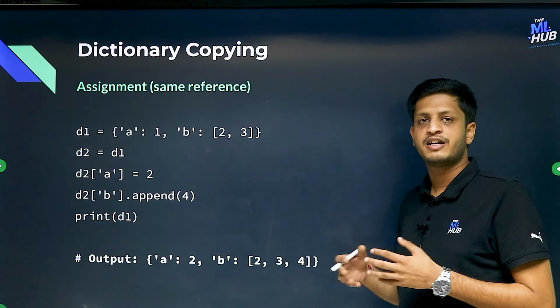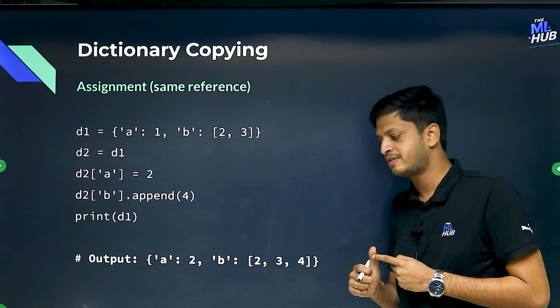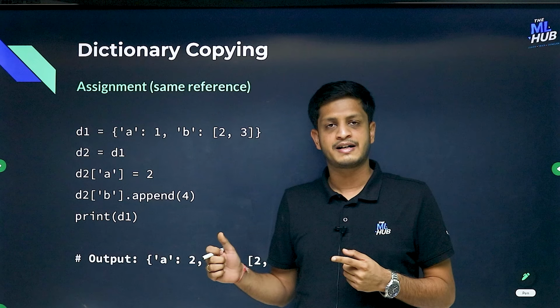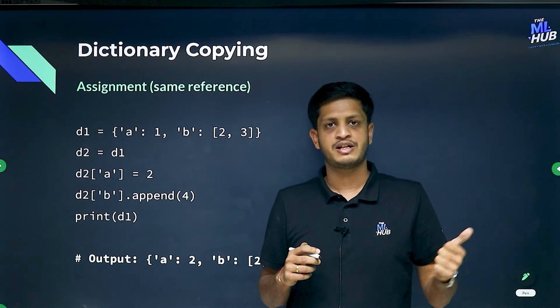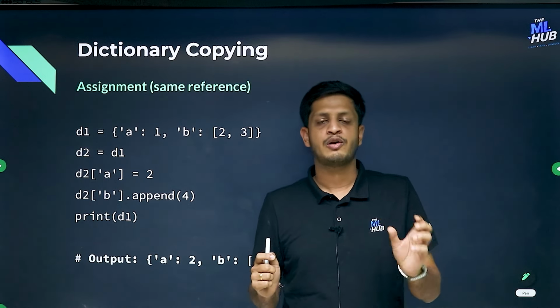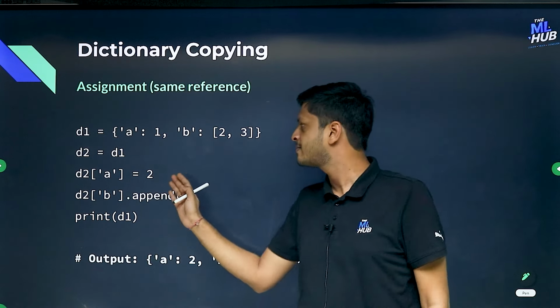Okay, now let's see dictionary copying. What if I want to create a copy of a dictionary? The same concepts of shallow copy and deep copy work for all the data types. We have seen shallow copy and deep copy first in the list lecture. You can watch that lecture first if you have not already. There we have discussed the copying concept, what is shallow copy and what is deep copy, in detail. Let us see how it will work in dictionaries.